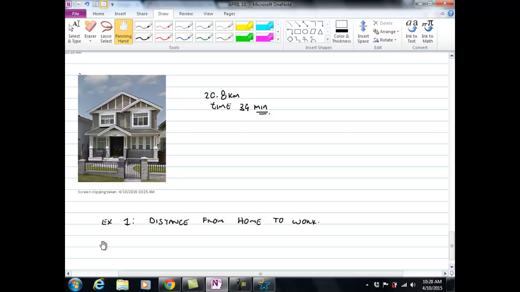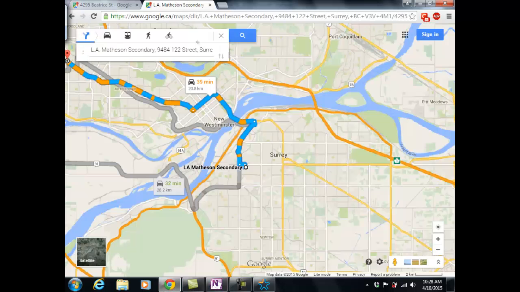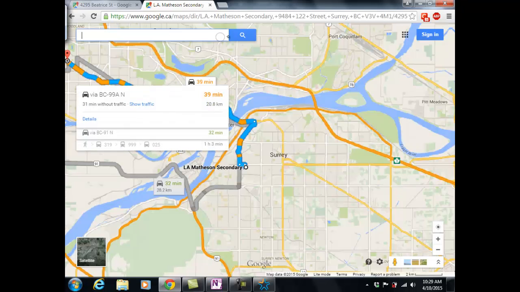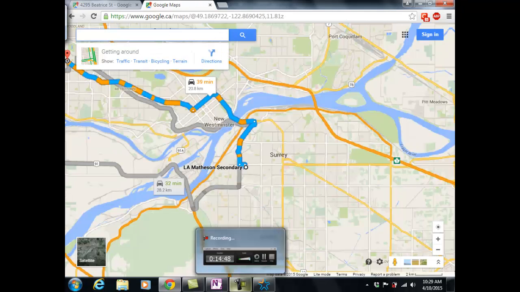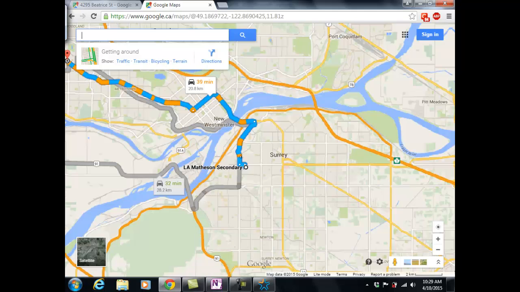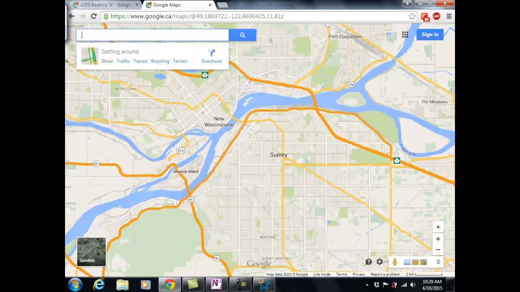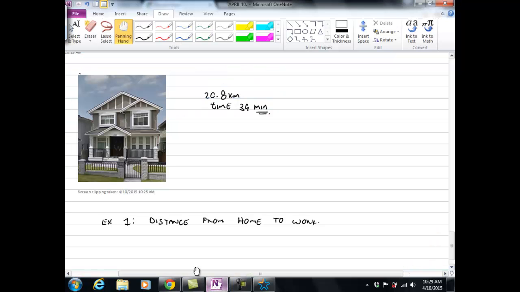So question is, was I speeding at any point? I'm going to just show you that map again. There's a map. So the distance from here to there is, my question is, was I speeding?